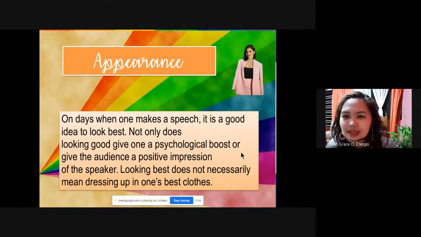And if you will not be careful, magmumukha kang hindi naliligo sa harap ng mga estudyante mo. You will not look mabango, and they will doubt you. Ma'am, may mga teacher nga dyan sobrang ganito, ganyan, pero okay naman. Let me remind you, you are starting. Wala pa kayong degree na kagaya nung sa teacher. And we need to impress, we need to be confident.